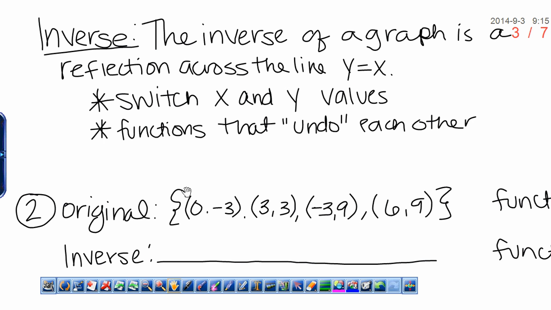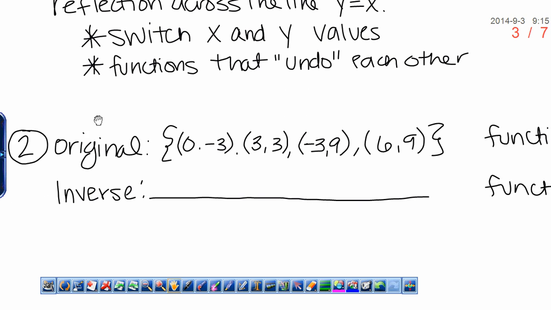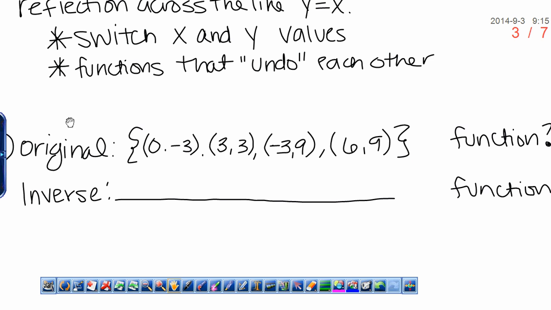So let's talk about this set of points here. We have a set of points 0, -3, 3, 3, -3, 9, and 6, 9. Okay, looking at that original data set, take a second, write that down. Is that data set a function?